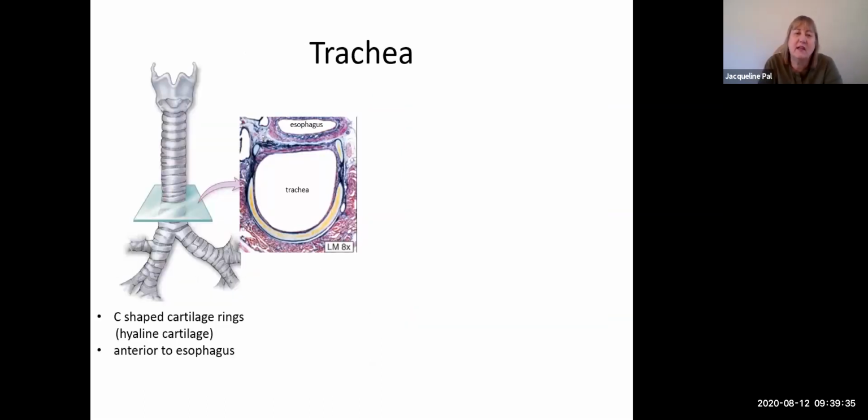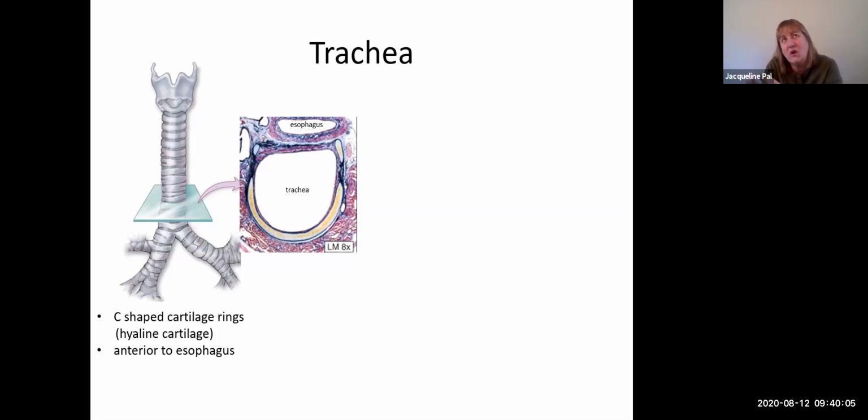Inferior to the larynx, then we are moving into the trachea, which is a tube made of C-shaped rings. Remember, we're back to hyaline cartilage now. And the trachea sits anterior to the esophagus. As you grow, these C-shaped rings will enlarge with size. And the whole point of these rings is to keep the trachea open so it doesn't collapse down at rest.